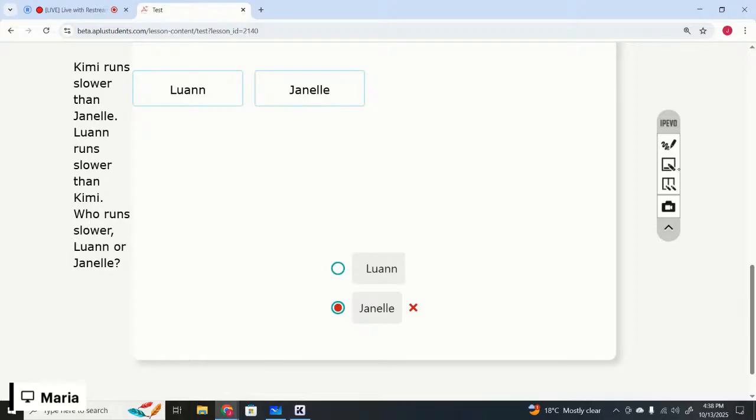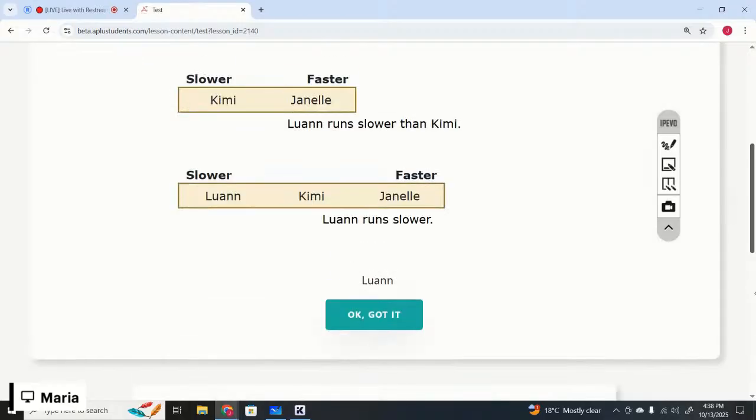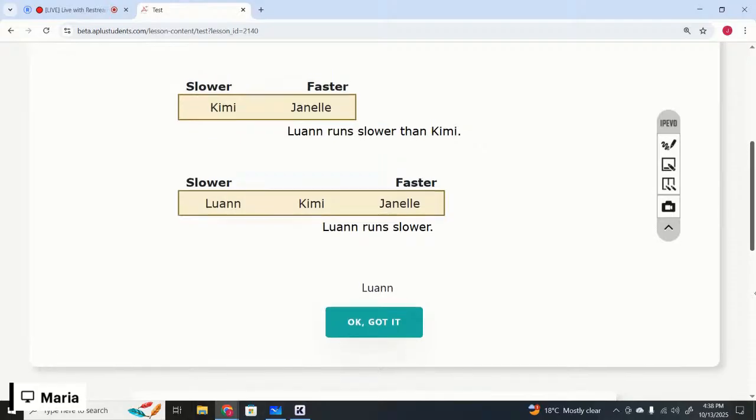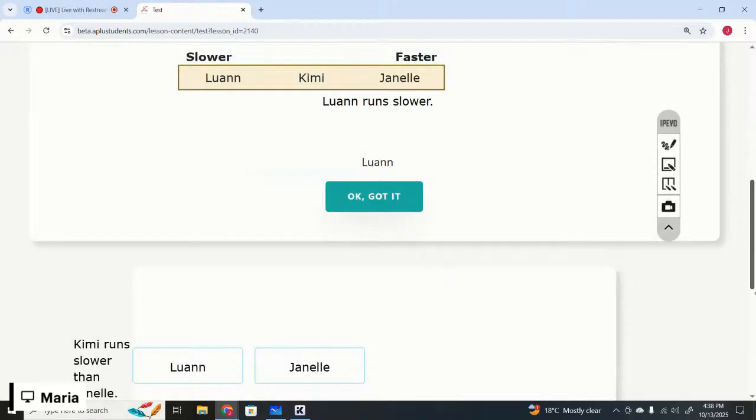Kimi runs, not Janel. Why? Oh, the slower one. Luan it is. Sorry.